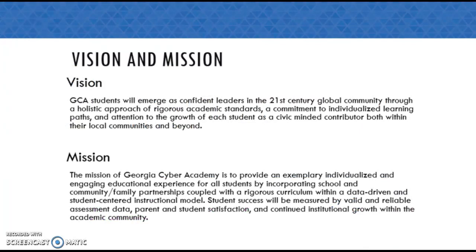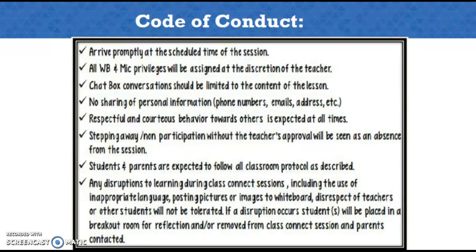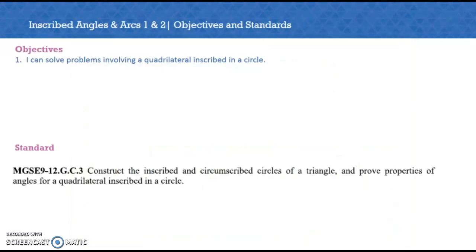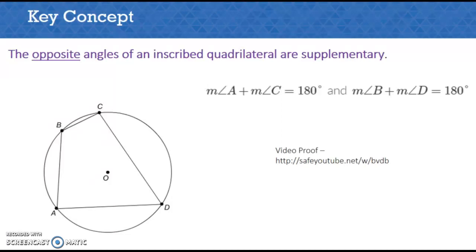Here's our vision and mission statement and our code of conduct. And today we're just going to be working on solving problems involving a quadrilateral that's inscribed in a circle. So remember, inscribed means that we have a figure whose vertices all lie on the circle. So an inscribed figure, in this case a quadrilateral, has vertices where all of them lie on the actual circle.